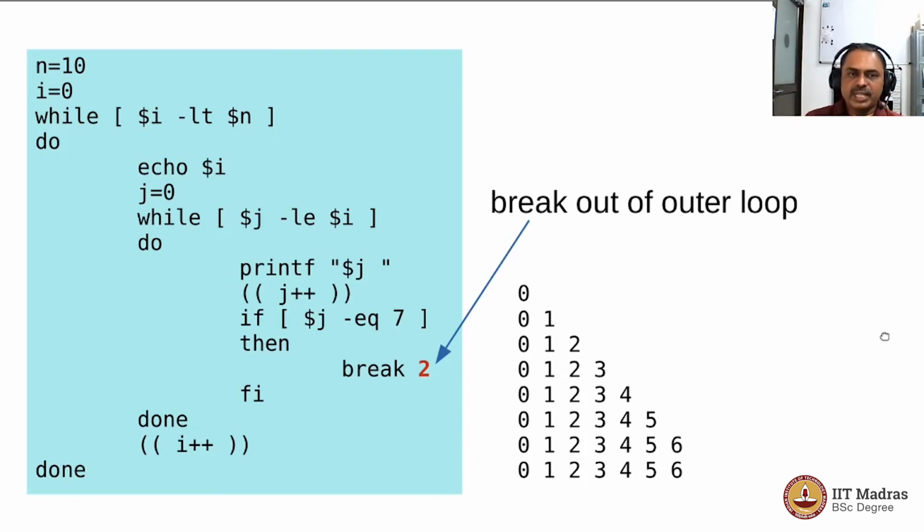Sometimes when you are inside a loop, you want to break not only from the inner loop but from the outer loop also. If you have n nested loops, you may choose to break out of any of those n loops. A break followed by an integer tells you up to what level you want to traverse upwards and then break. If you say break 2, it means it is going to break out of not this loop but one level up, that is this loop. So you could choose to have that.